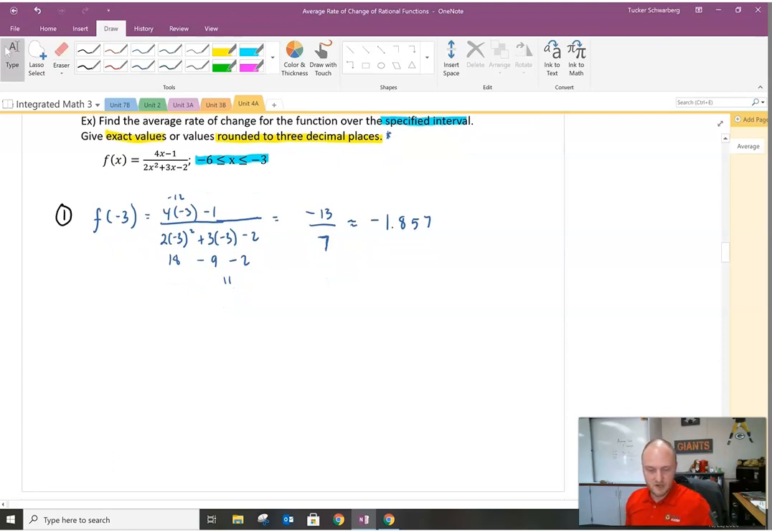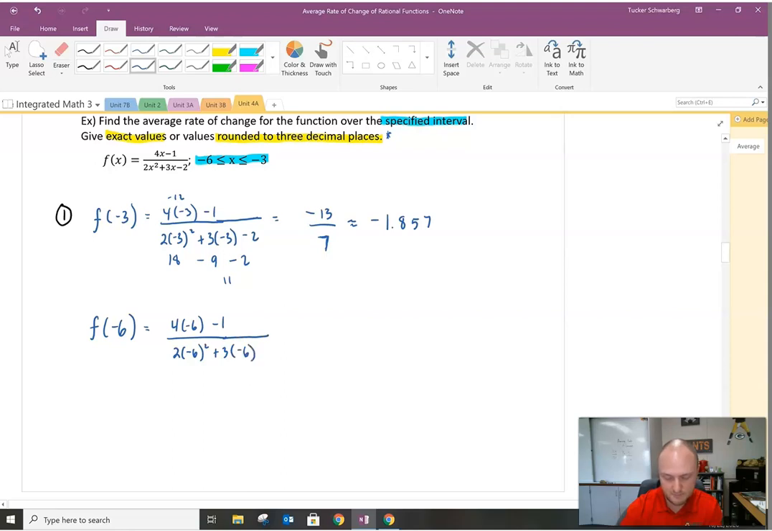All right, now I need to go ahead and get my other function value, f of -6. So now I'm going to plug in -6. We have 4 times -6 minus 1 over 2 times -6 squared plus 3 times -6 minus 2. And again, we need to go ahead and simplify. Looks like this is -24 minus 1, -25.